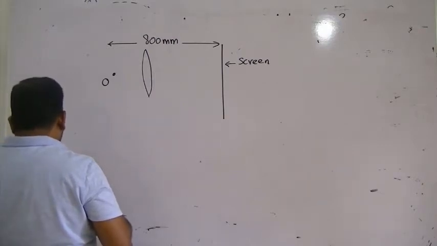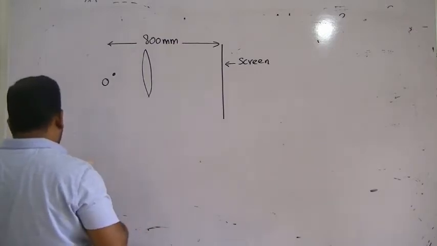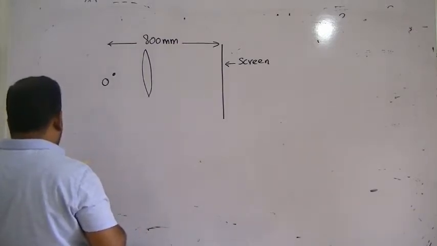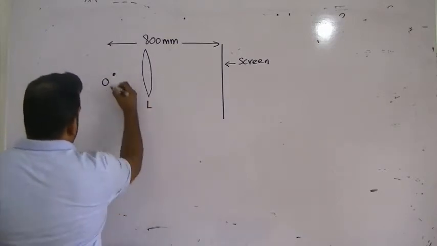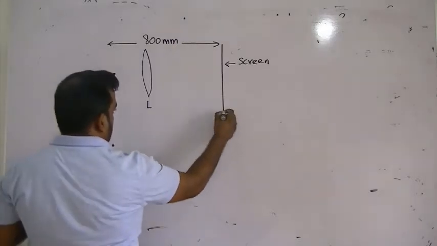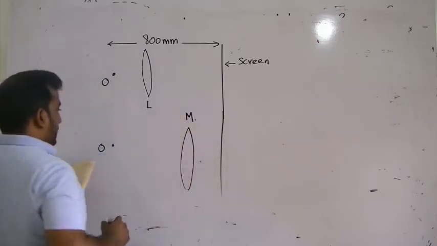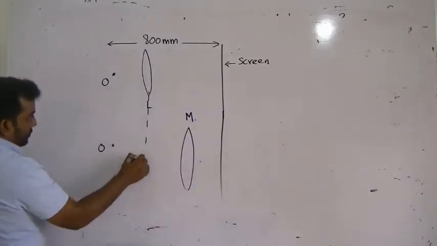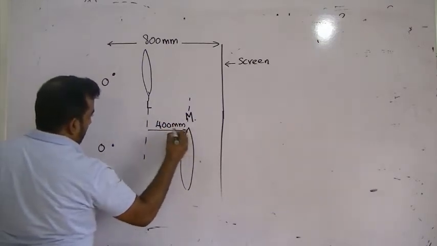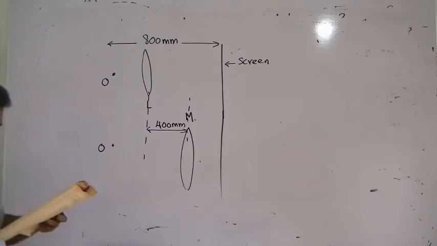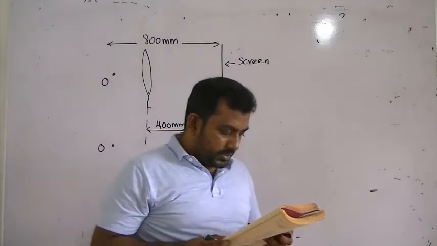They are saying the converging lens is moved between them until a clear image of the object is formed on the screen. The position of the lens is then changed and another clear image is formed. The two positions are 400 millimeters apart. There you go, two positions. If you look at these two positions, they are 400 millimeters apart. Right. Here you go to the question.